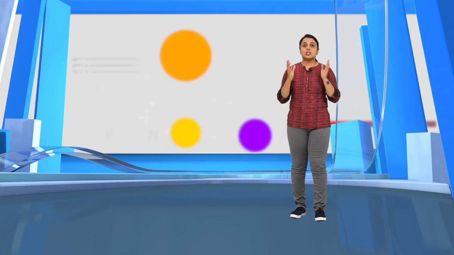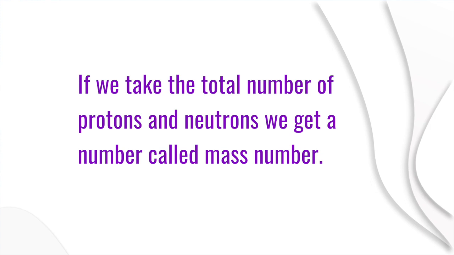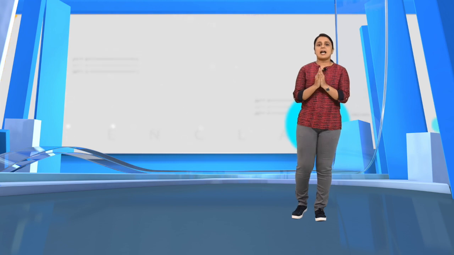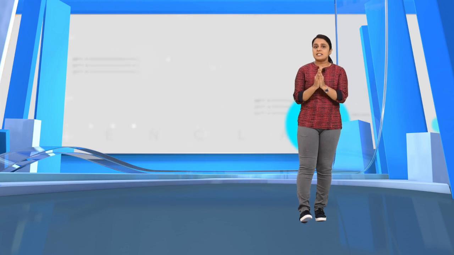Now, we take the total mass of protons and neutrons. What about the total number of protons and neutrons? If we take the total number of protons and neutrons, we get a number that is called mass number. So, what is mass number? The total number of protons and neutrons in an atom is called mass number, and this mass number is represented by capital letter A. So, we just saw what is mass number.